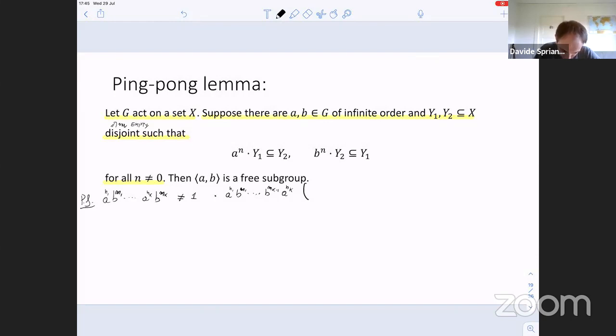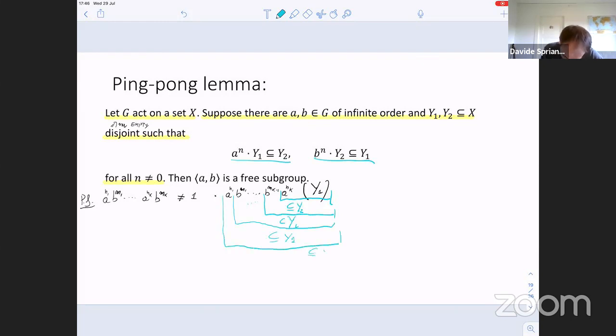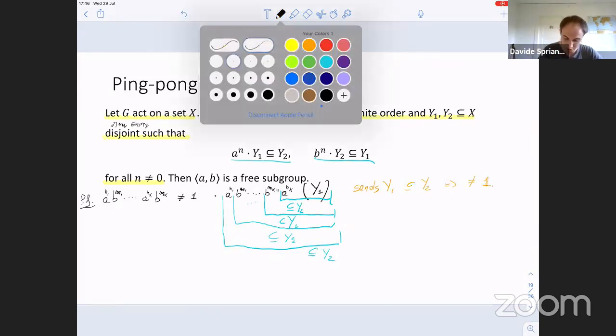So let's see what this word does to the set Y1. First, A^{nk} applied to Y1 by hypothesis lives inside Y2. But now, B^m applied to Y2 by hypothesis lives inside Y1. And so on. So this whole thing is going to be inside Y1, and this whole thing is going to be inside Y2. So this word sends Y1 inside Y2. In particular, it cannot be a trivial element. Very simple. And now what do we do for the other case?